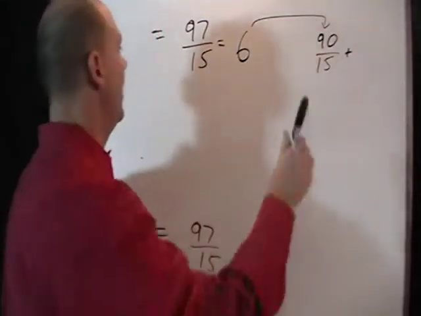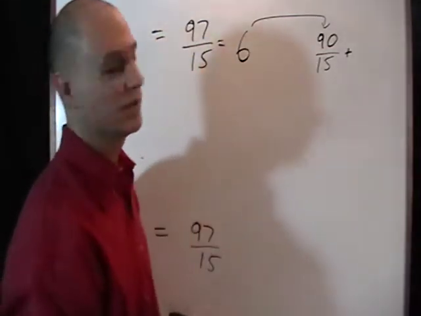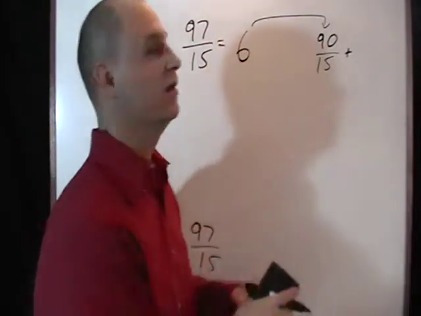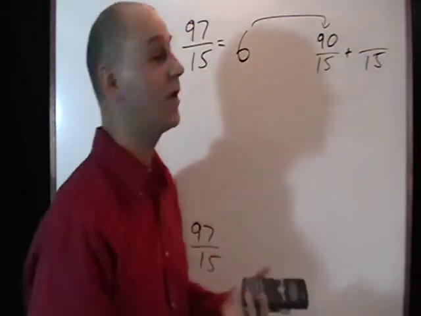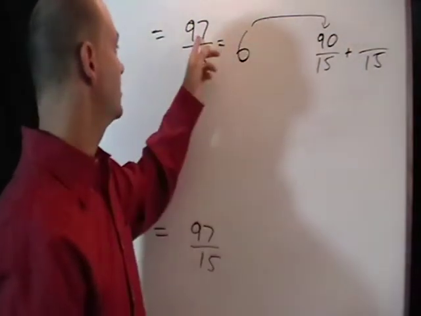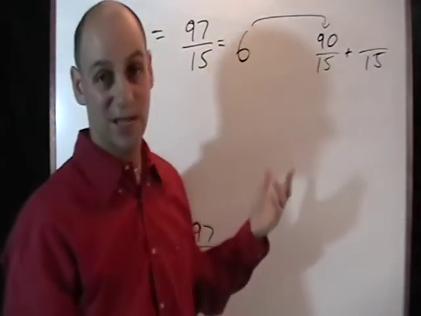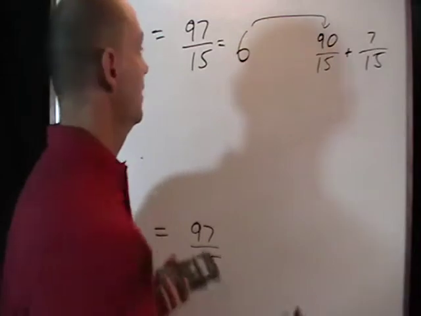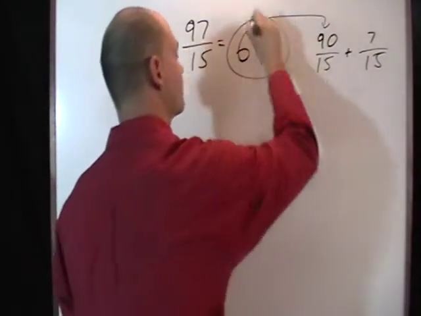And we know that we need to have our final answer as 97 divided by 15. Well, if the 6 is already contributing 90 over 15, then how many 15s left over would there be? How many more 15s do we need? Well, you simply take 97, subtract 90, and you get 7. So that means there's 7 15ths left over. And so the answer is going to be 6 and 7/15.